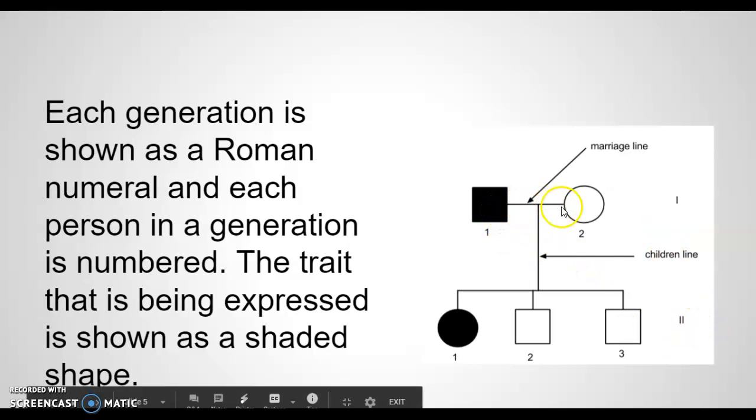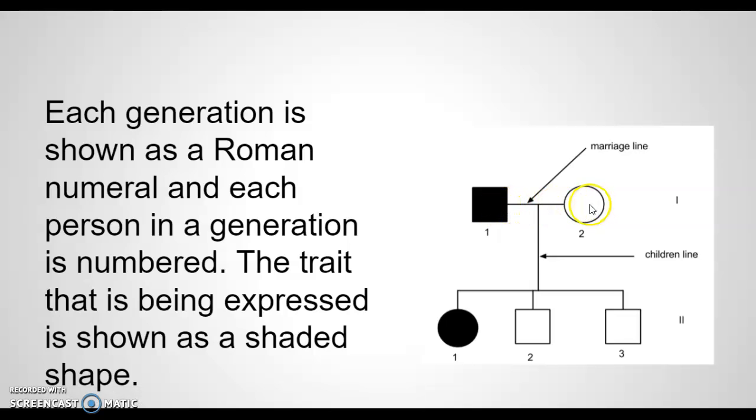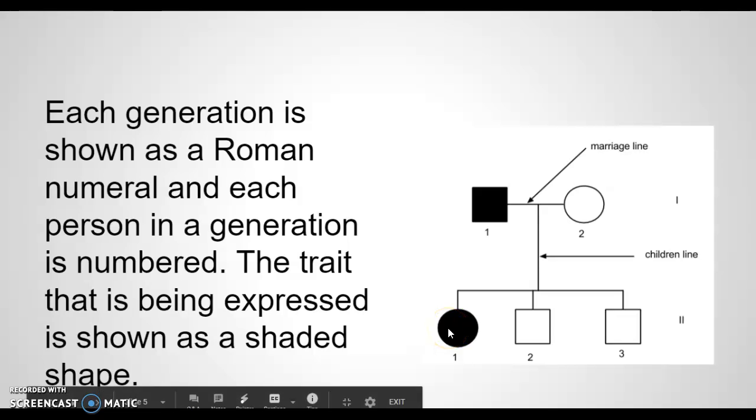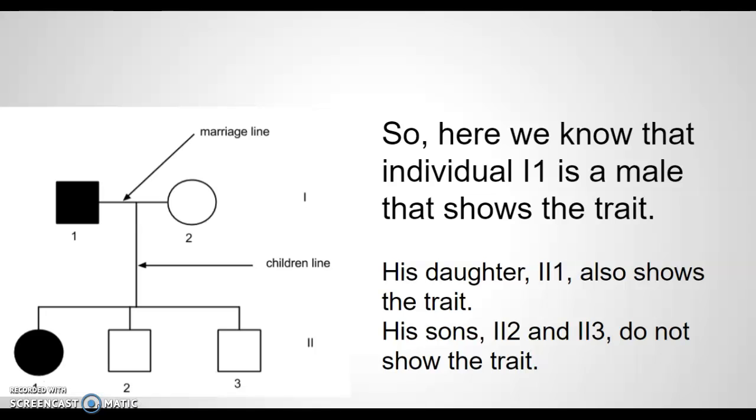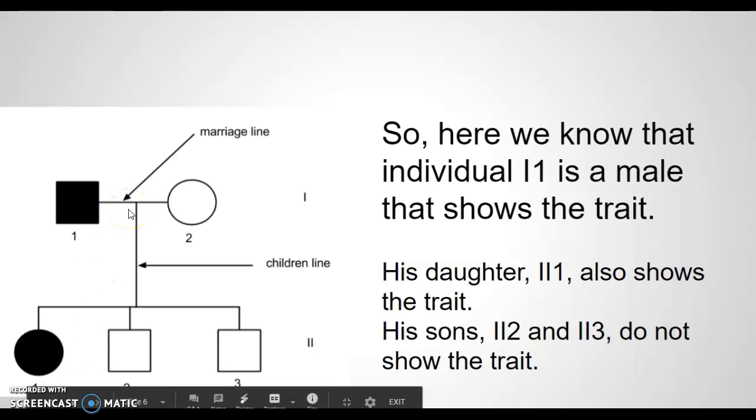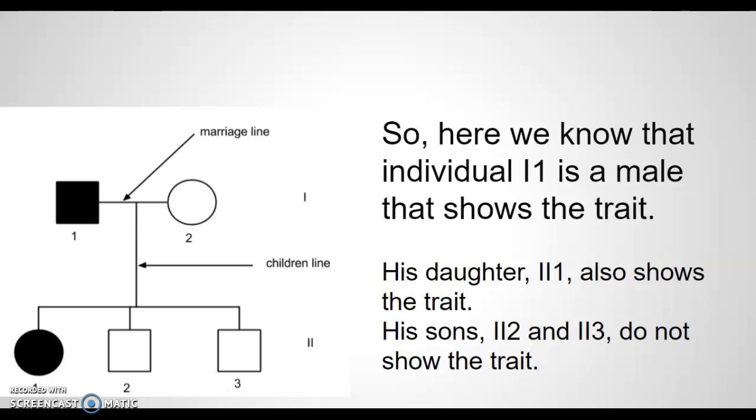You have these horizontal lines to show when a male-female couple has reproduced. That line down shows their children. Their children are listed left to right, oldest to youngest. So in this case, if you are looking at a particular trait, anybody with that trait is going to be shaded in. So this square tells us male. The fact that he's shaded in means that he has whatever trait this family tree is tracking.